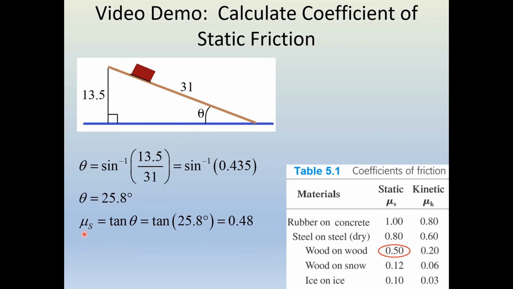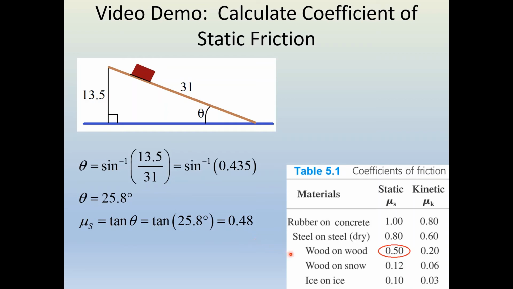So remember that mu sub s, the static coefficient of friction, is equal to the tangent of theta. On our calculator, we just have to take the tangent of 25.8 degrees, and that turns out to be 0.48. So let's take a look at our table and see how close this is. If we look at table 5.1 and find wood on wood, we notice that the static coefficient of friction is listed at 0.5. So you can see we're very close to that. We're within just a few percent.